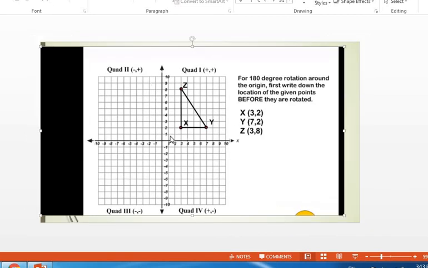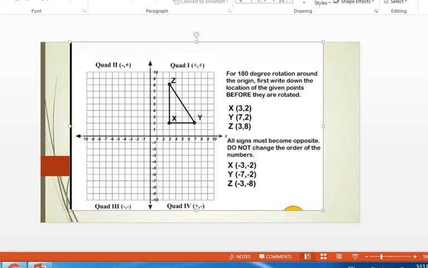Okay, here I have x, y and z. I will find this by myself. Here x: I start with the x-axis, 3 and 2. Then y, 7 and 2. Then z will be 3 and 8. And in which quadrant is it located? It's located in the first quadrant, which has positive and positive signs.